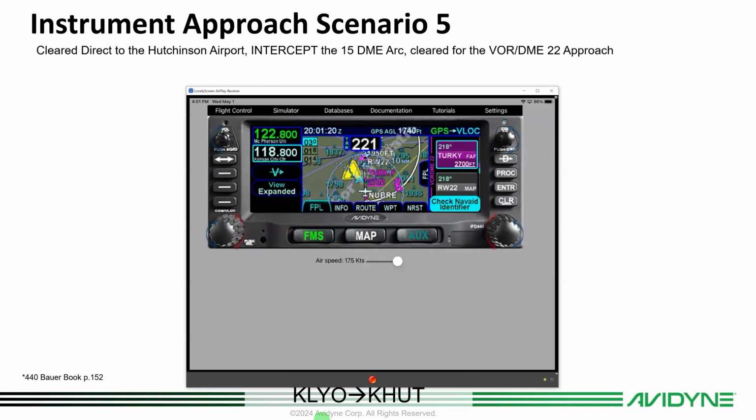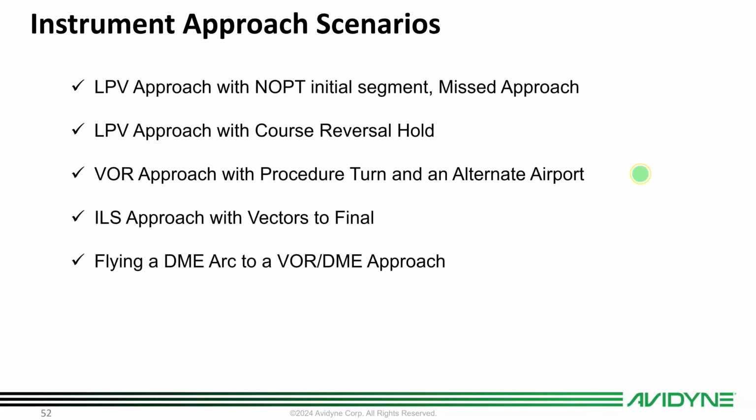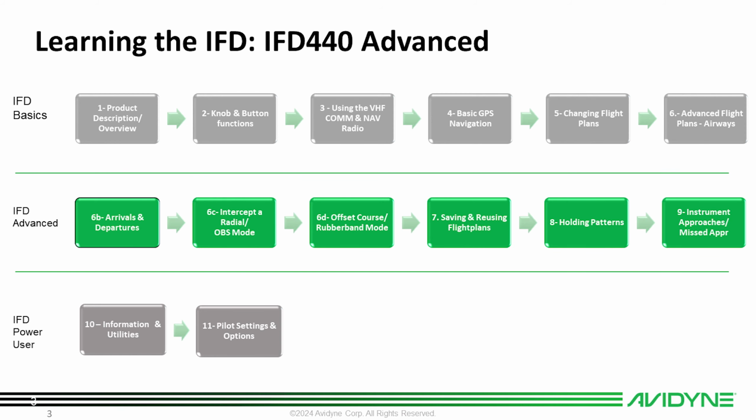So we check our identifier on radio, so we tune in our nav frequency here for our VOR. Now again, instead of going to GPS, it would go to VLOC because you're flying the VOR approach now. So we've flown the 5 different instrument approaches with LPVs, with a course reversal, with the VOR approach to an alternate. We've flown the ILS and the DME Arc. That completes lesson 9.